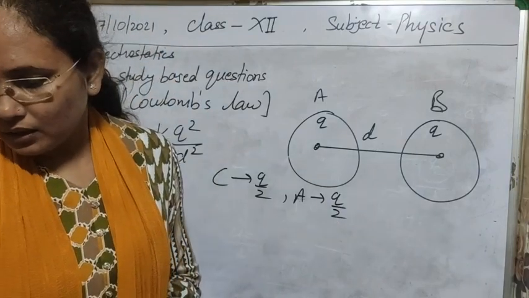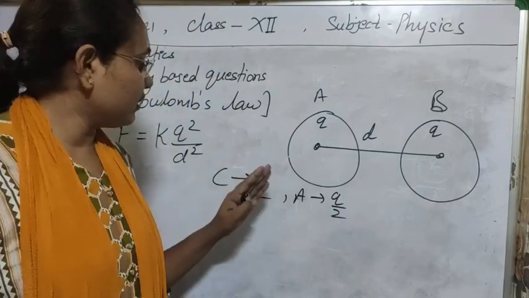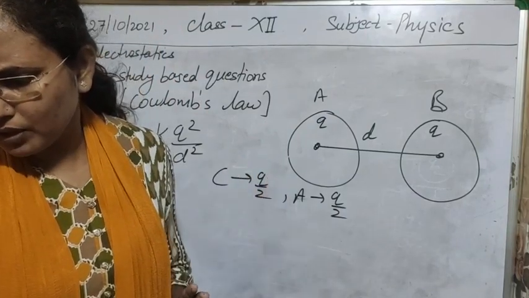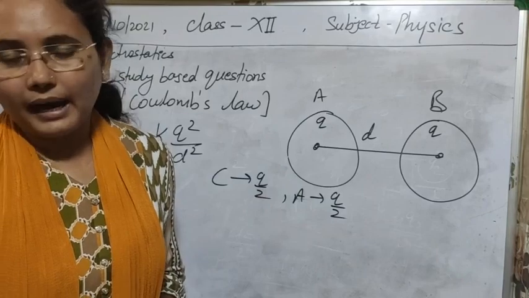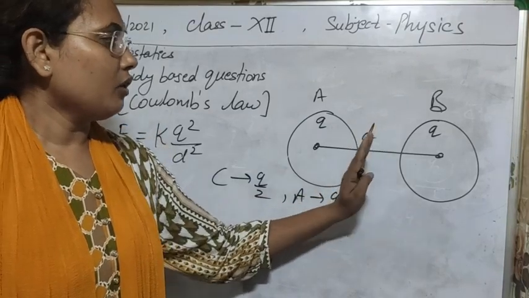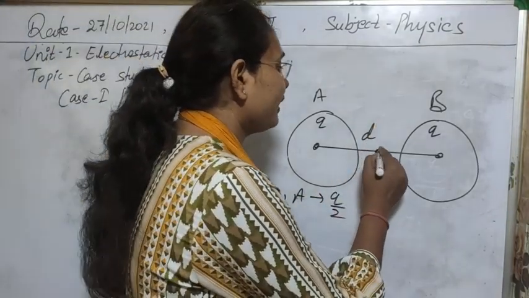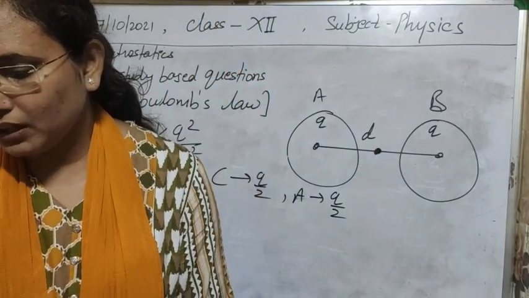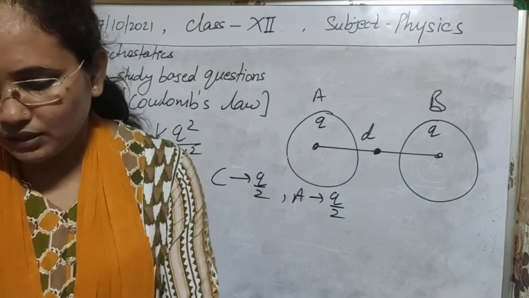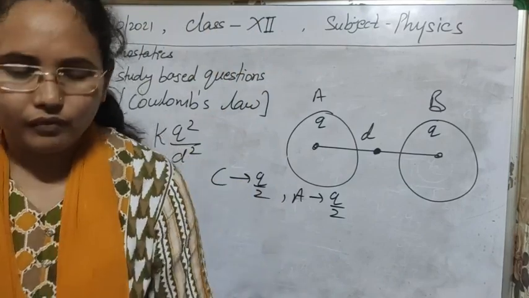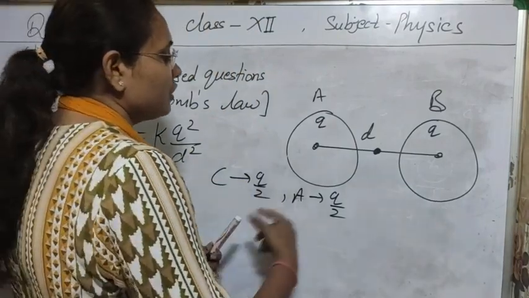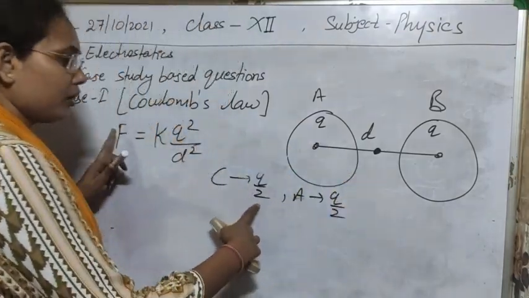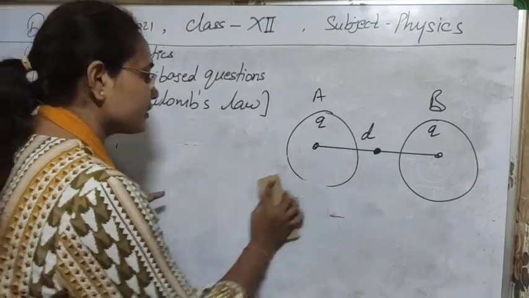After the contact, the sphere is removed. Now it is kept at the midpoint of A and B. We have to find out the magnitude of force on this one now. So to find the magnitude of the force, I think I first have to make this figure again. Up to now this is clear, so let's create this one again.